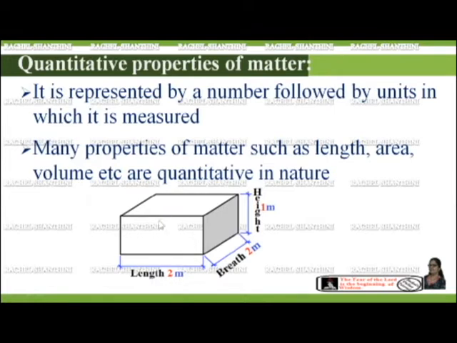For example, look at this rectangular box. It has length, breadth and height, that is width and height, right? Here they have given length equal to 2 meters, width, that is the breadth, equal to 2 meters, and the height equal to 1 meter. So the length is represented by a number followed by a unit. The breadth is represented by a number followed by a unit. What is the length and this breadth? 2 meters. What is the height? 1 meter. So length is represented by a number followed by a unit. The unit of length is meter.